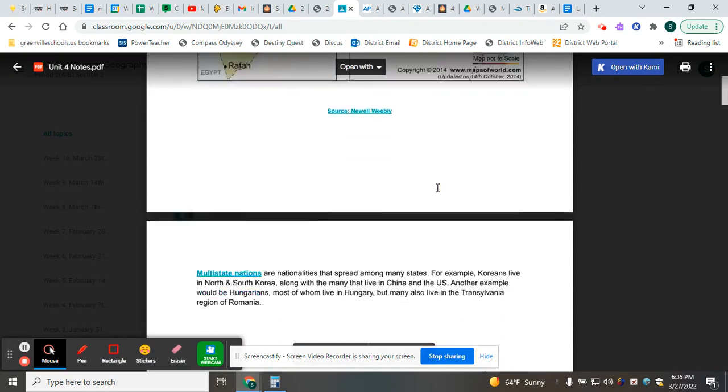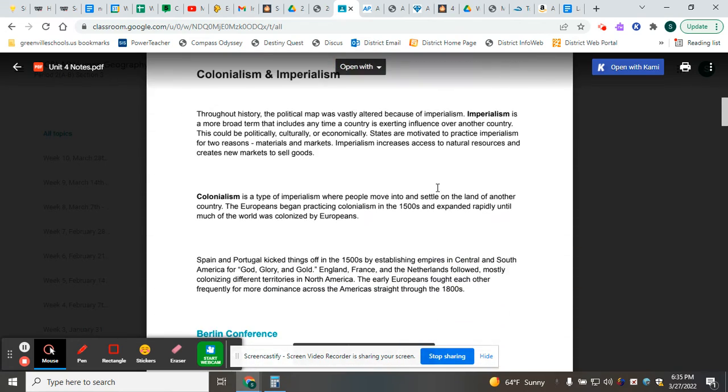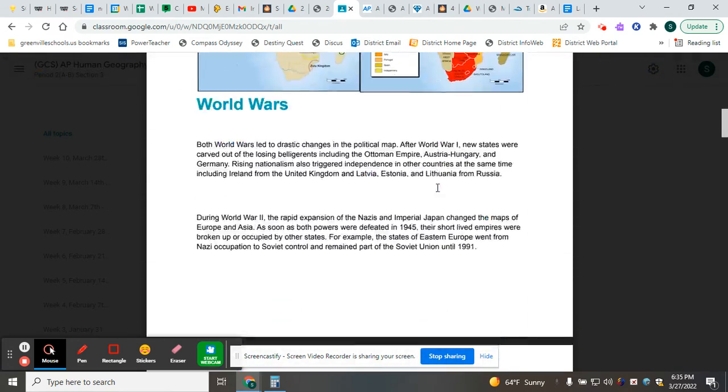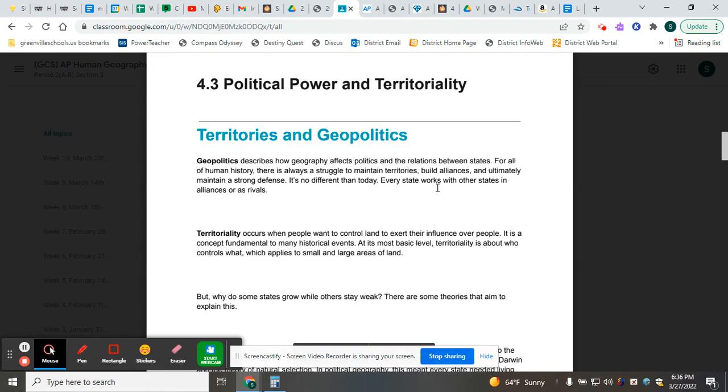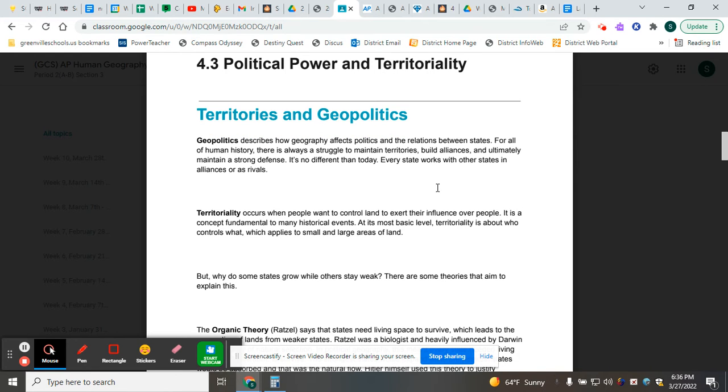Again, when you're talking about 4.3 here, we're talking about territoriality and political power. And again, geopolitics. Every state works with other states in alliances or as rivals. So geopolitics is simply looking at the relationship between politics and geography, or how politics operates in certain parts of the globe.